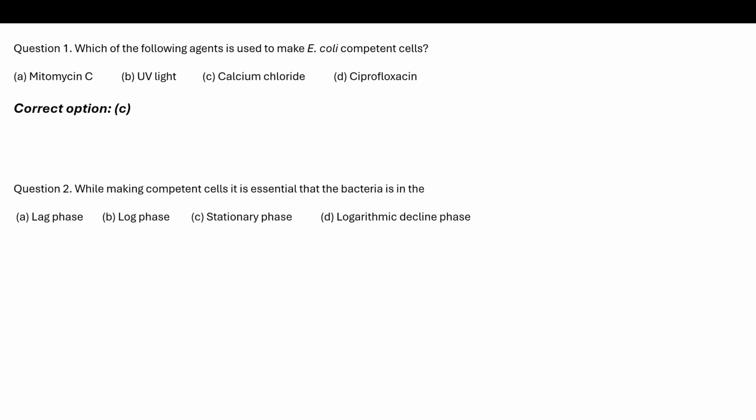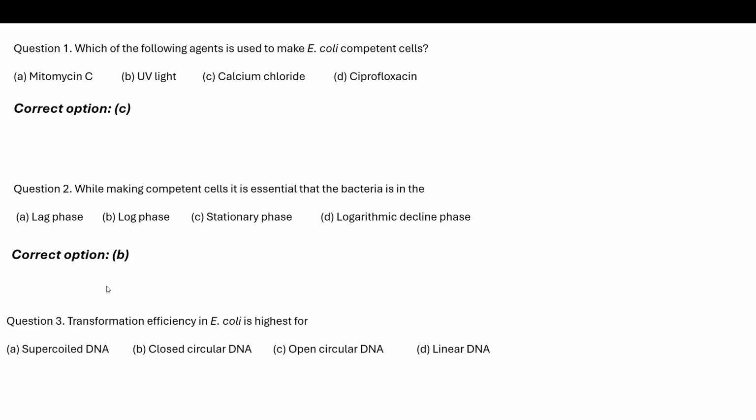Okay. Next, while making competent cells, it is essential that the bacteria is in, yes, log phase or exponential phase. Definitely, because we need actively growing cells having all the factors present inside, so that when the DNA is taken up, they can replicate later. Okay. So this is option B, log phase or exponential phase. Transformation efficiency in E. coli is highest for which type of DNA?